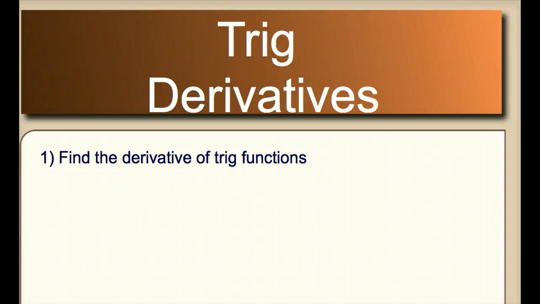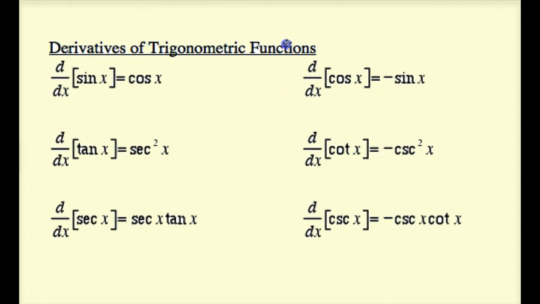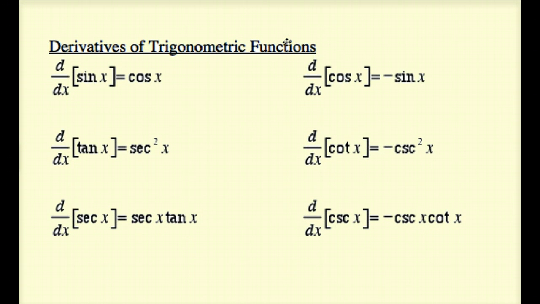Hello class, so today we're going to take a look at trig derivatives. So we've already learned two of them, but we're going to take a look at the other four. So if you take a look here, here is a list of some of the trig derivatives that we'll be using. So from before, we've already done the sine and the cosine one. So we've memorized that the derivative of sine is cosine and that the derivative of cosine is negative sine. So if you take a look, these kind of work in pairs.